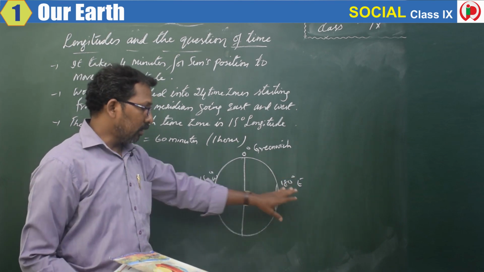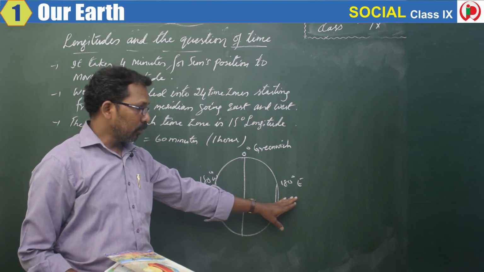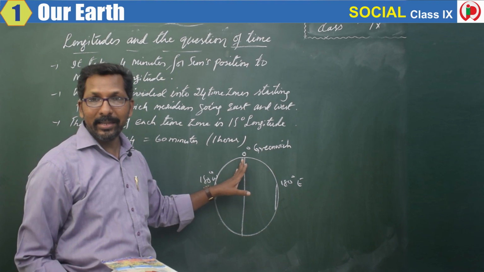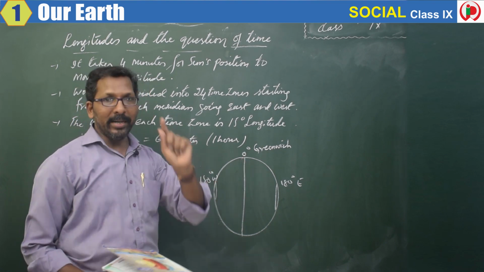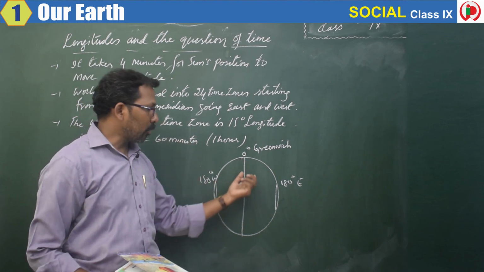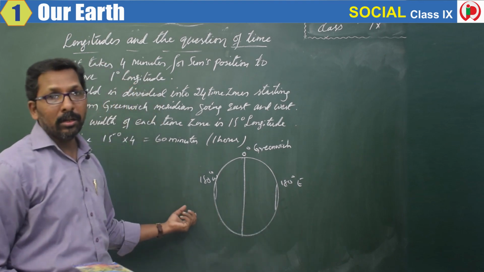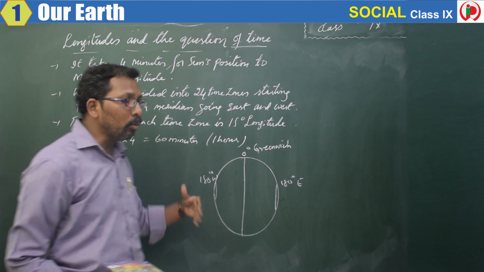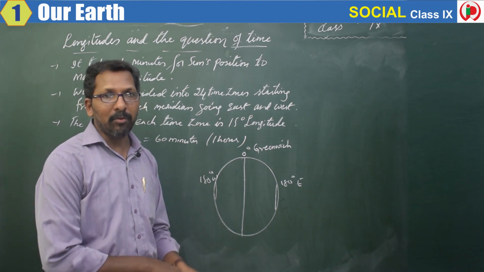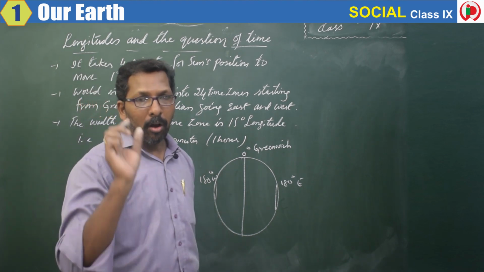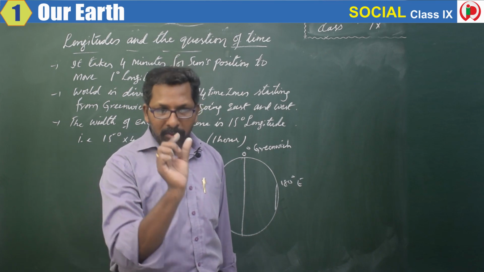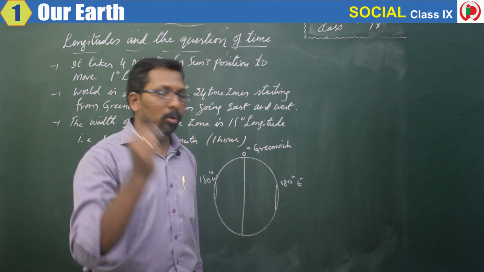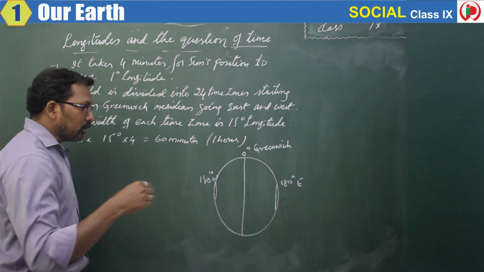So I have drawn the Greenwich meridian and the anti-meridian. Anti-meridian means the 180 degrees longitude which is opposite to Greenwich. Meridian means longitude. So there are 180 degrees on the eastern and 180 degrees on the western hemisphere. Now how do we find out the time? First of all, we have to know how much time it takes for each particular longitude.